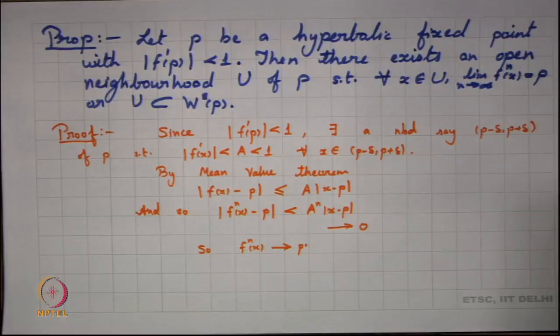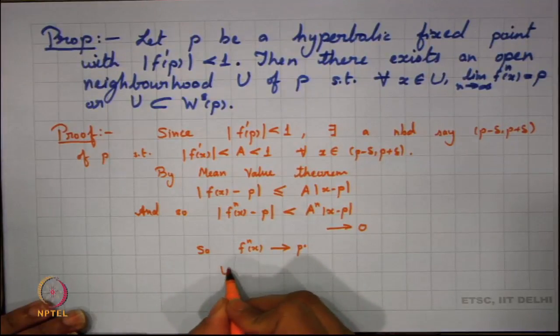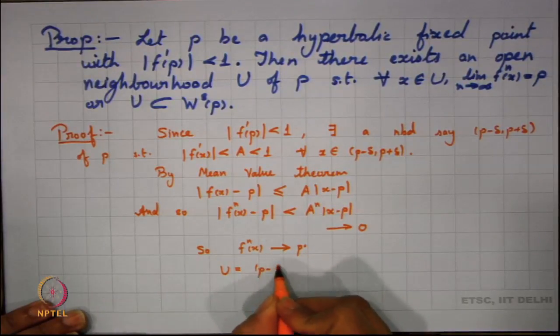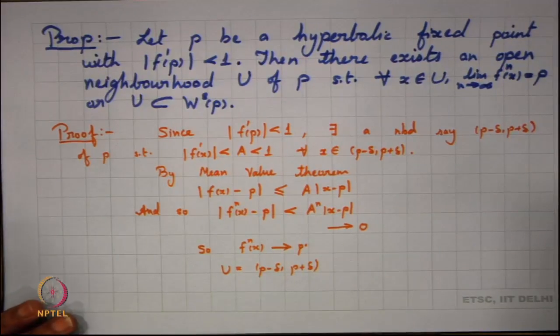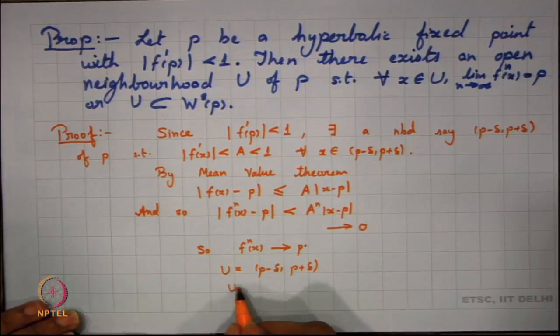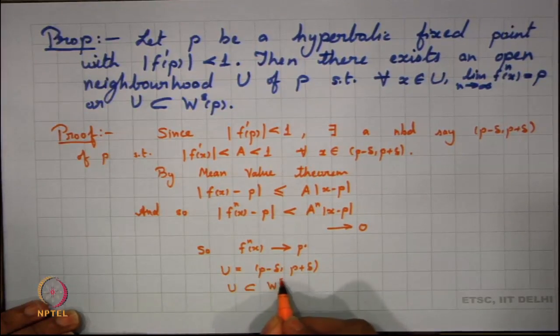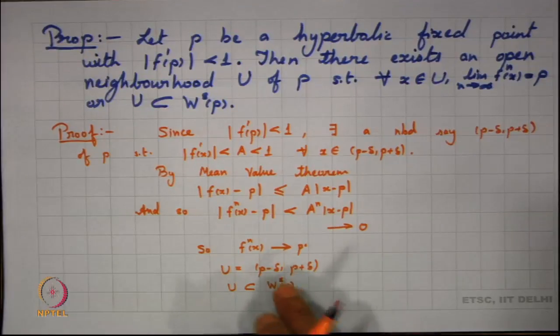So, f^n(x) converges to p, and hence, whatever the proposition says, we can take our neighborhood U to be equal to (p minus delta, p plus delta). So, we have this open neighborhood around p such that U is contained in the stable set of p. All points in this interval are forward asymptotic to p, and hence there is an open set contained in the stable set of p.